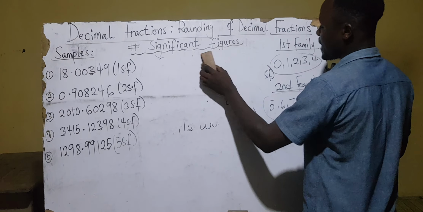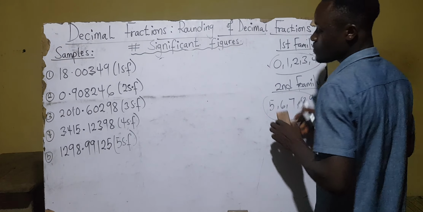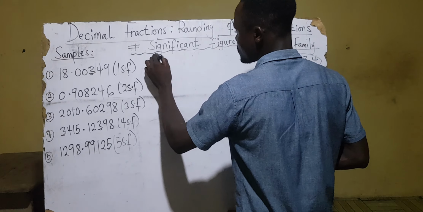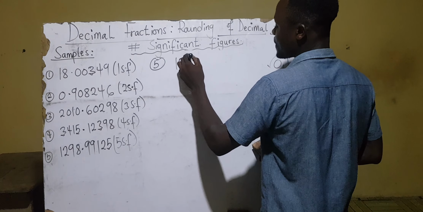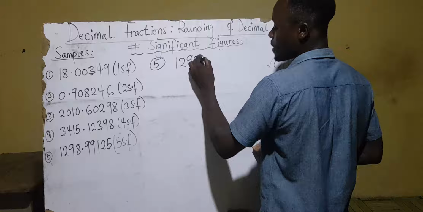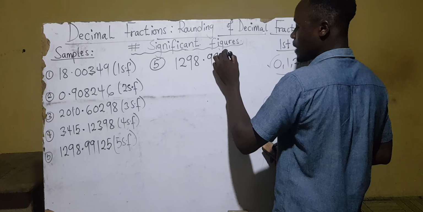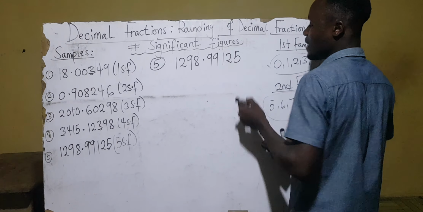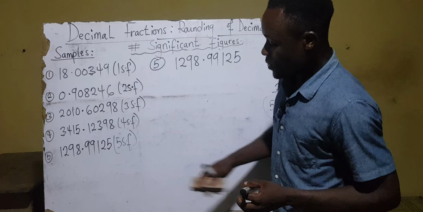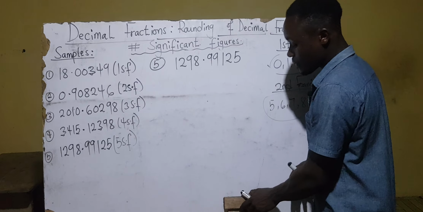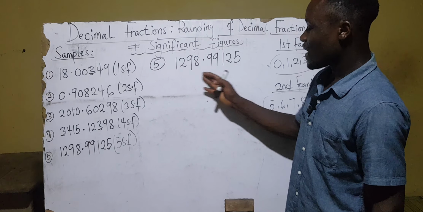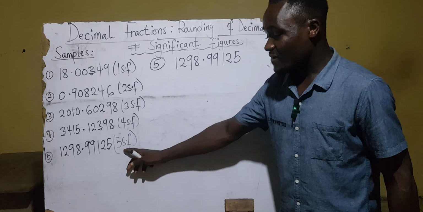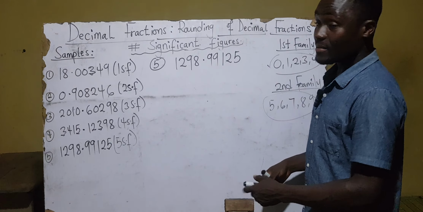Question number 5. So question number 5 also, I have the decimal fraction as 1,298.99125. I've been tasked to round to the nearest 5 SF. That is 5 significant figures. So here too, I'm going to identify the digit that lies within the 5 SF position. So let's start by identifying it.